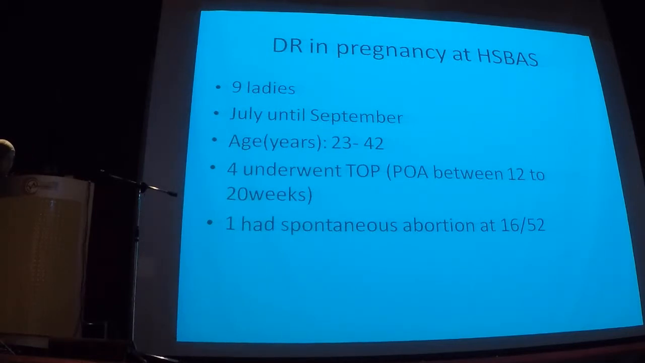So they range from 23 to 42 years of age, and out of these 9, 4 underwent termination of pregnancy, and 1 had a missed abortion at 16 weeks. Spontaneous abortion. This is a very busy slide, but these are all the 9 patients that I mentioned. I'm going to focus on those who underwent termination of pregnancy.